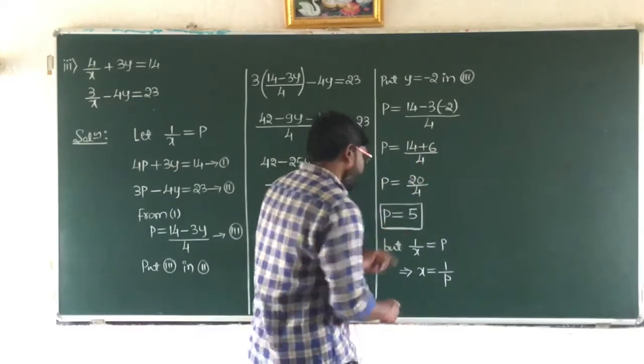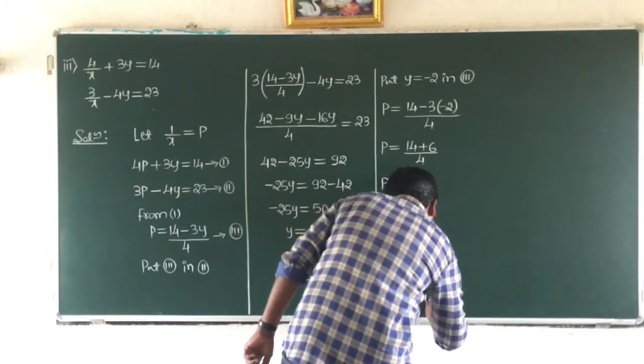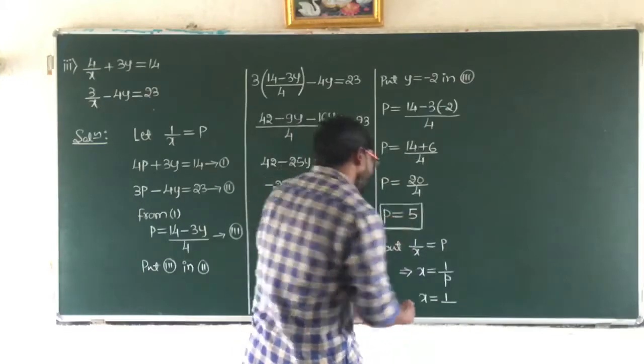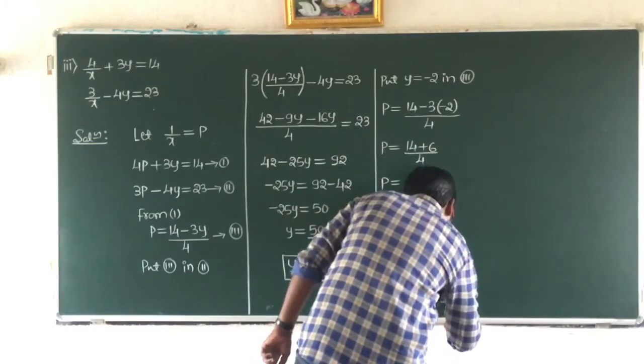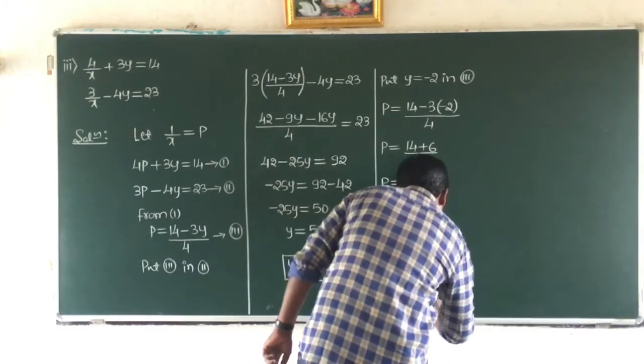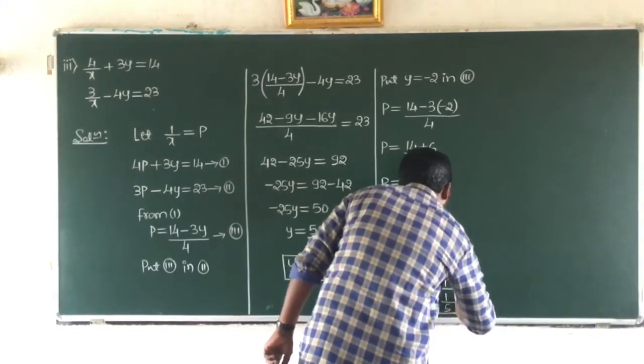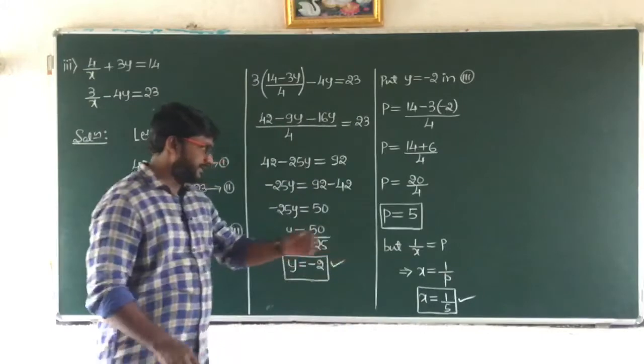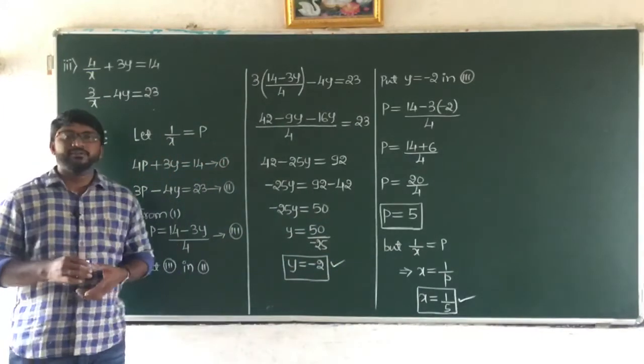So x is equal to 1 divided by p, and what is p here? It is 5. So the value of x is 1 by 5. So we have got both the value of x and y. y is minus 2, x is 1 by 5. This is all about the third sub question.